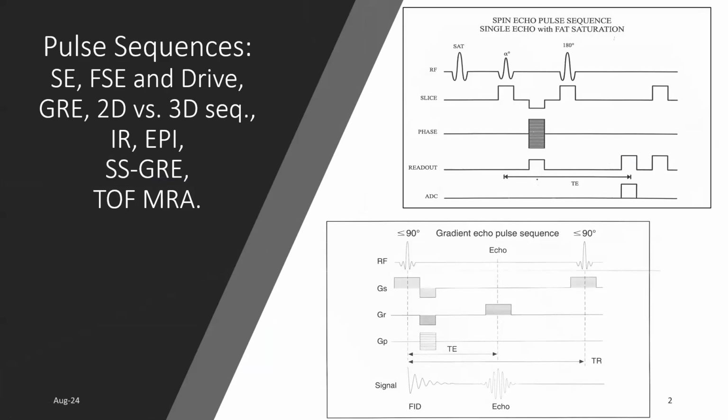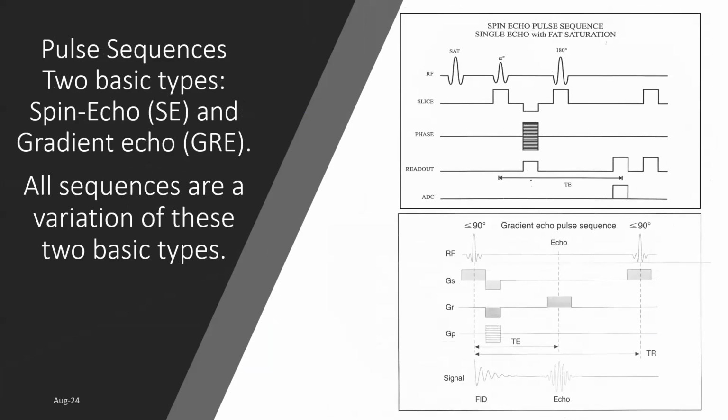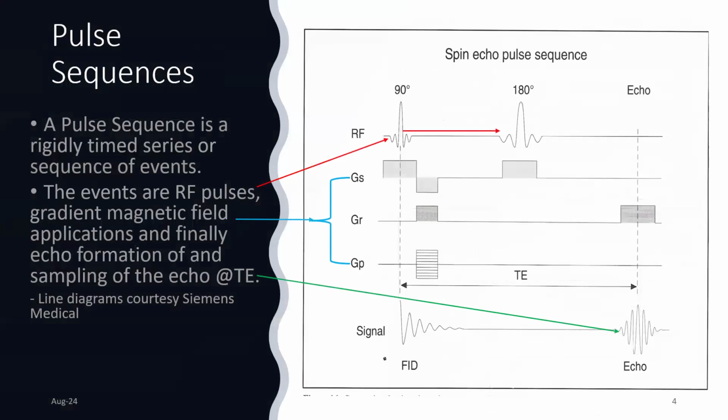All right. So what is a pulse sequence? Well, a pulse sequence, I teach that there's 2 basic kinds of pulse sequences. There's spin echo based, SE, and there's gradient echo based. And all the other pulse sequences that we are going to talk about tonight are variations on these 2. All right. So your basic spin echo pulse sequence is spin echo is a 90 and a 180.